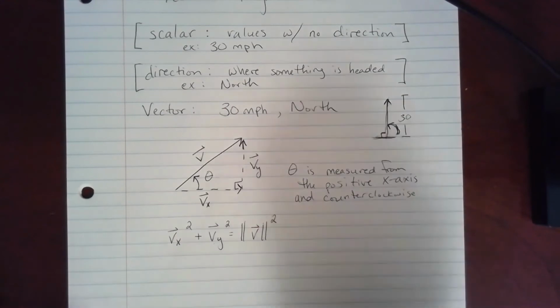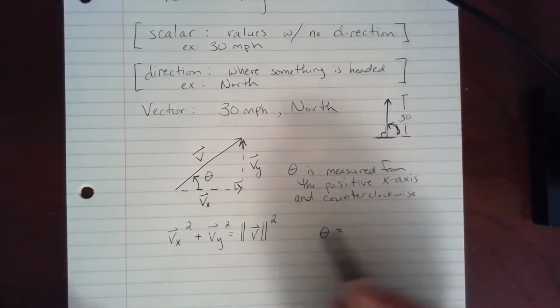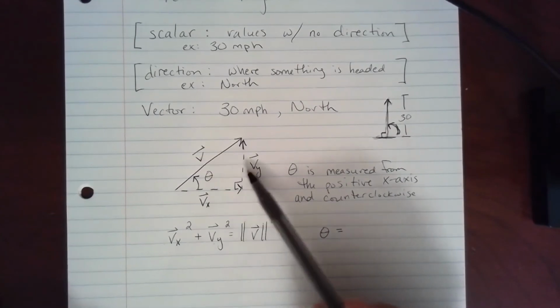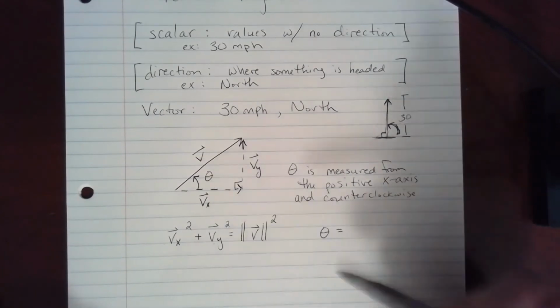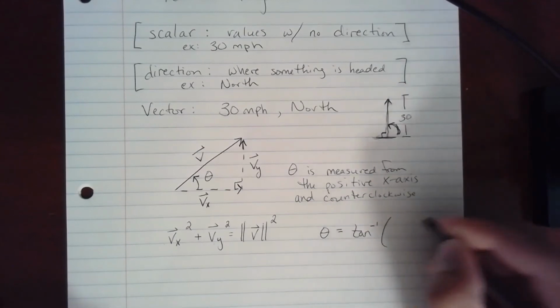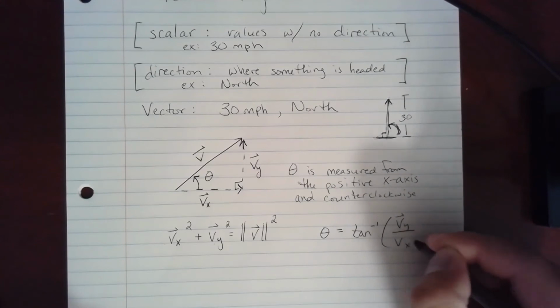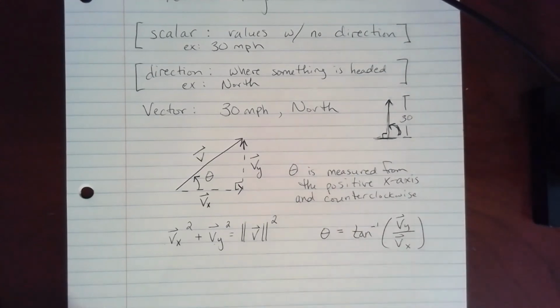All right, the next thing we would want would be to find theta. Well, theta is related to the components. They're opposite and adjacent sides, so we could take tangent inverse of our opposite over our adjacent, and that would actually work out pretty well. Now, both of these formulas assume that we have our components, so we're provided with components to get there.